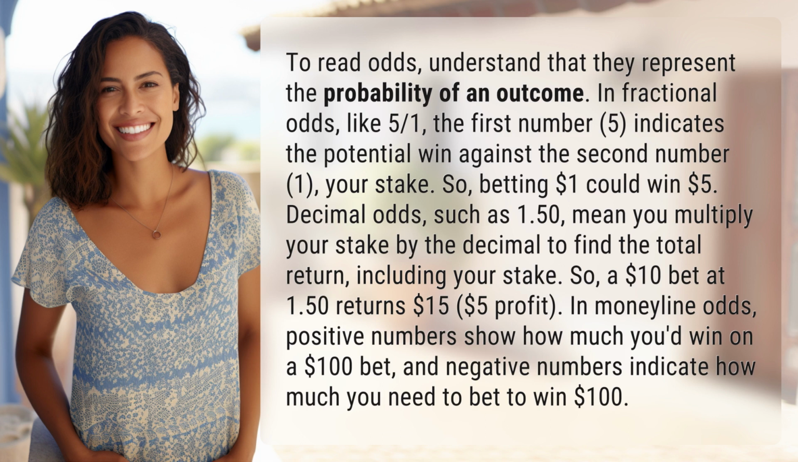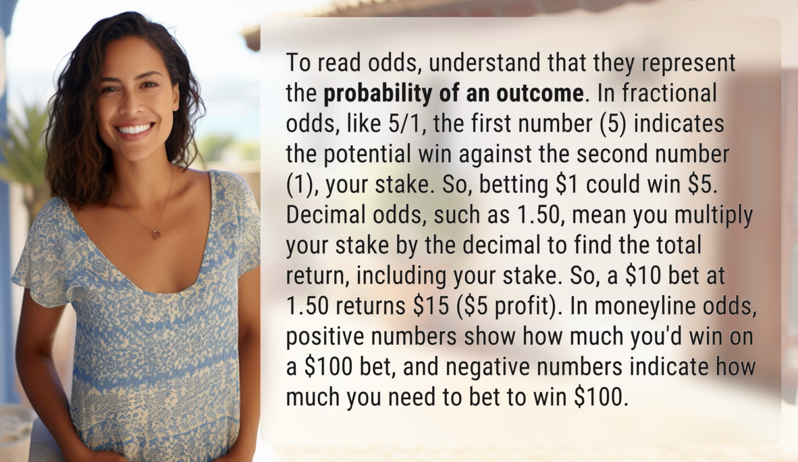Decimal odds, such as 1.50, mean you multiply your stake by the decimal to find the total return, including your stake. So, a $10 bet at 1.50 returns $15, $5 profit.